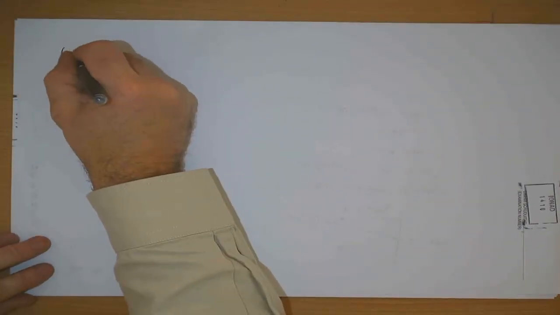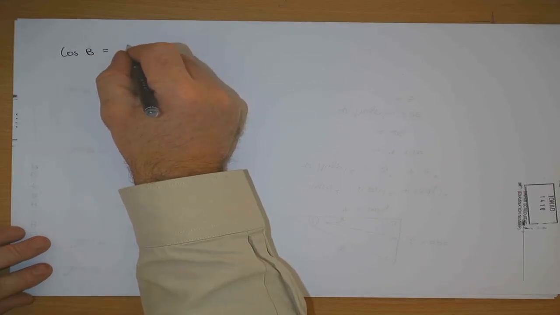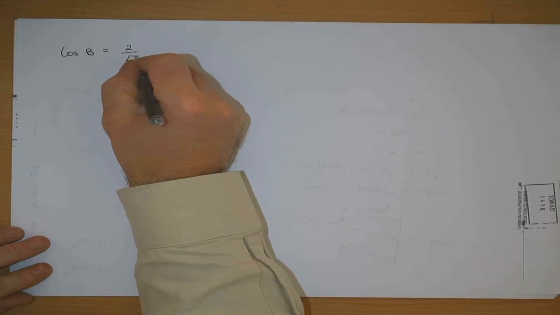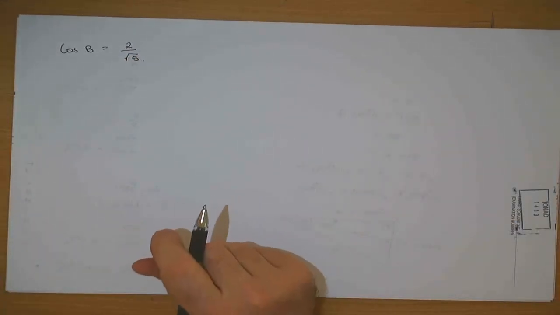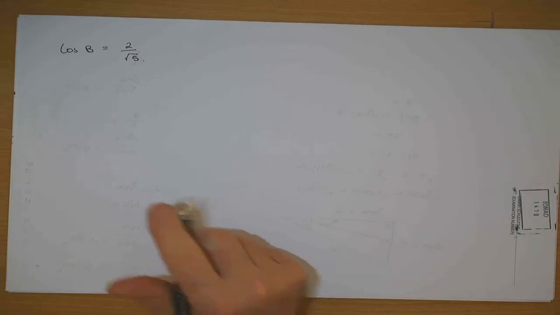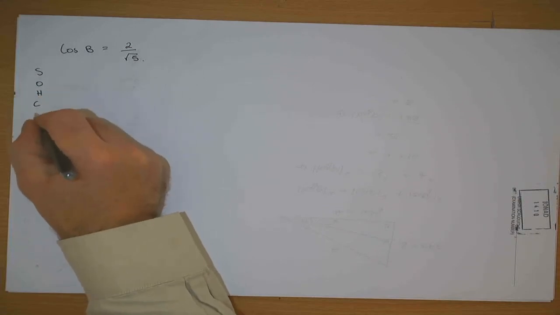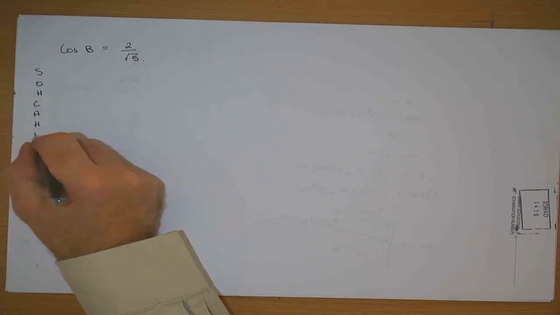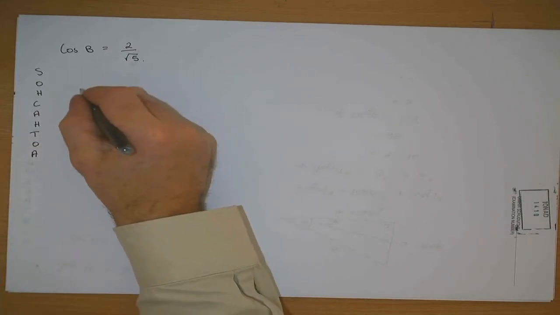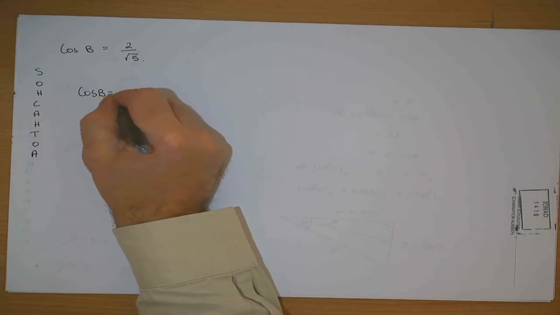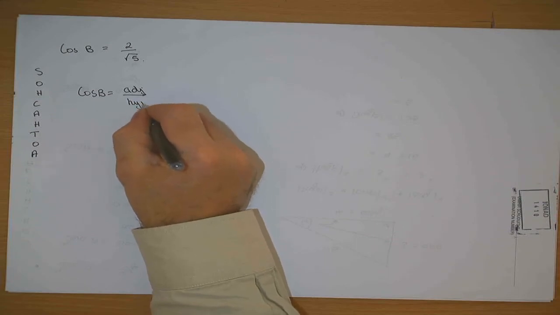The cosine of some angle B is equal to 2 over root 5. I want to know what's the sine of B and what's the tan of B. What will I write down along the side? Why Sohcahtoa? There's nothing else. That's all, these will all be the Sohcahtoa. I have the cosine of B. Cosine is what? Adjacent over hypotenuse.